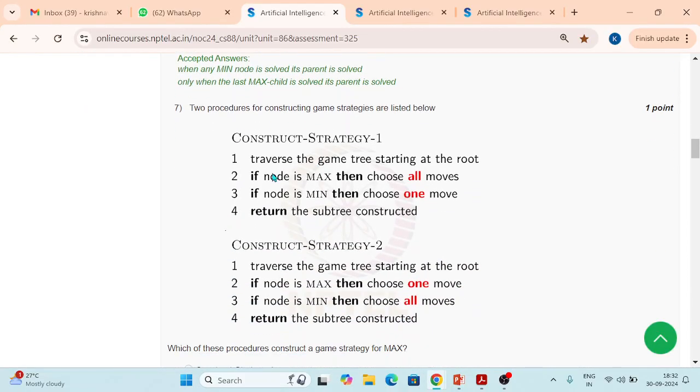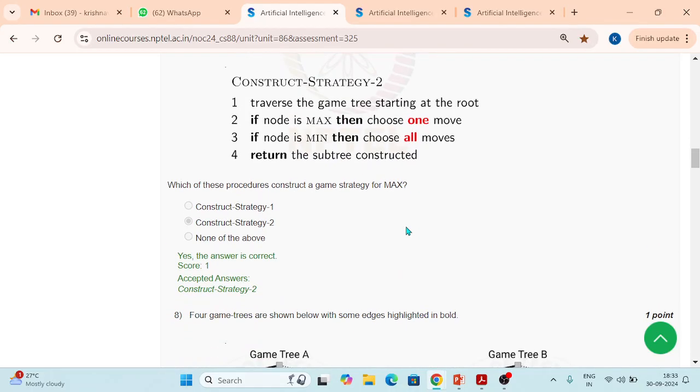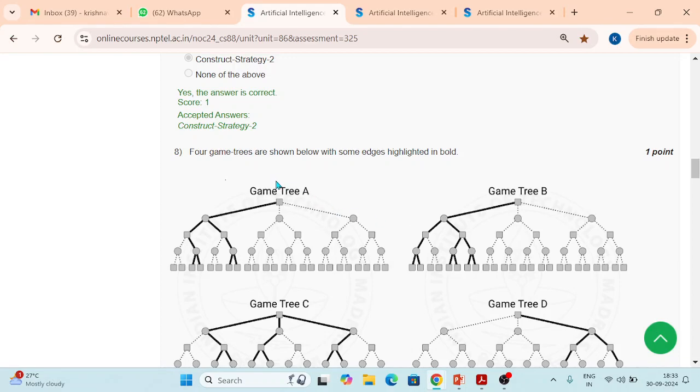Now if you see the strategies for maximum, they ask which of these procedures construct a game strategy for max. For the max, choose one. If the node is max, choose one. If the node is minimum, then choose all the moves. That is the strategy for the max, and for the minimum it is the opposite. So for a maximum node we choose one move, and for minimum we choose all the moves. This is the same as highlighted in bold.